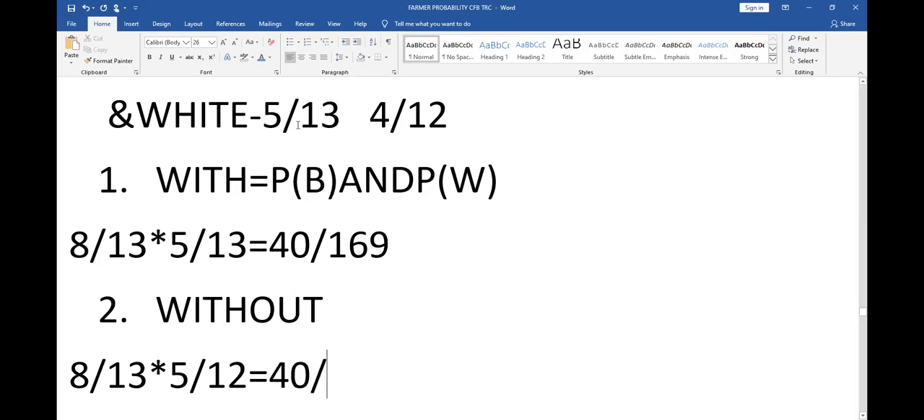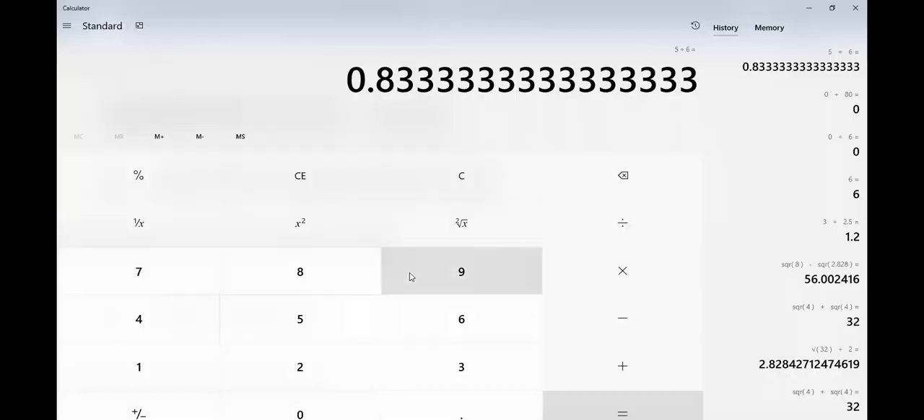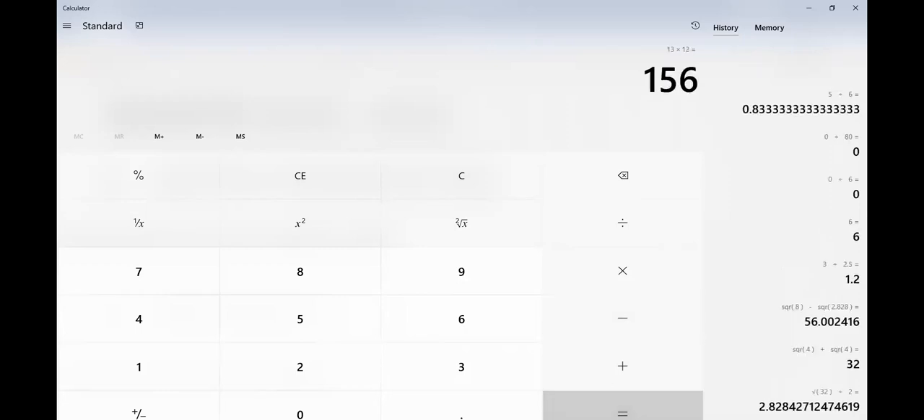13 times 12. I don't want to calculate this, but let me just calculate it. You're left with 6 minutes. 13 times 12 is equal to 156.